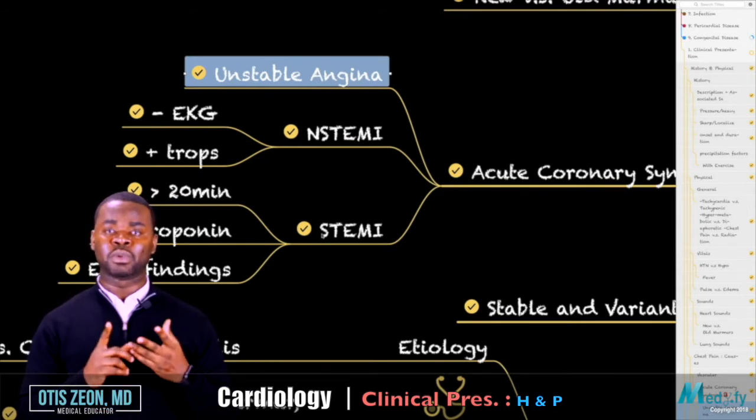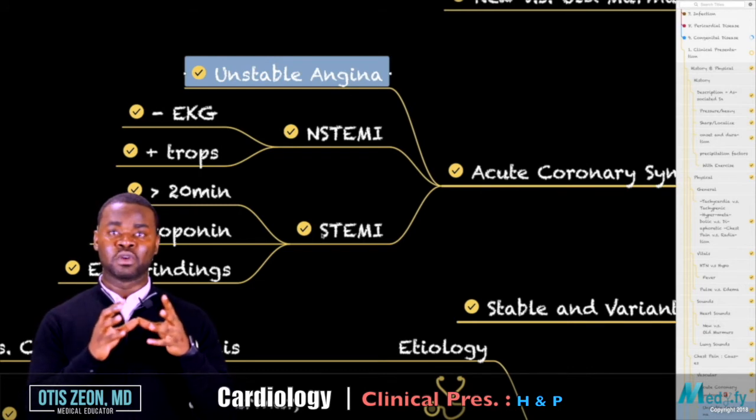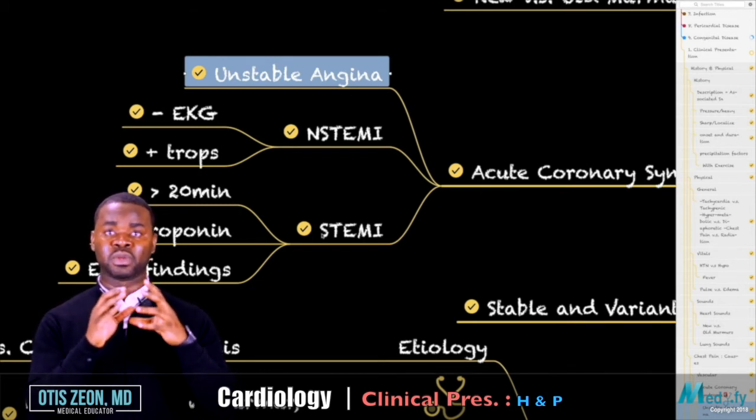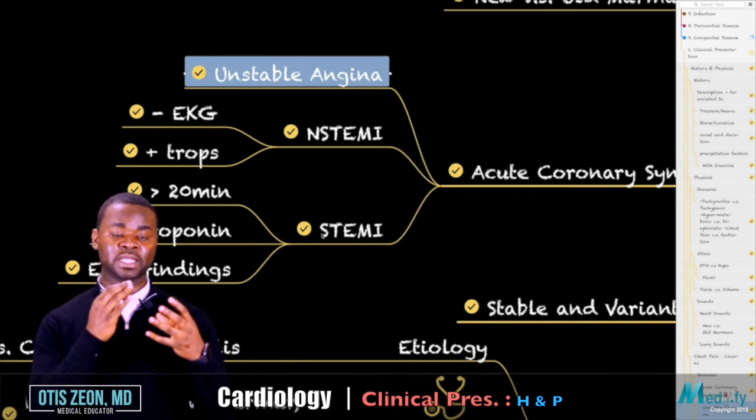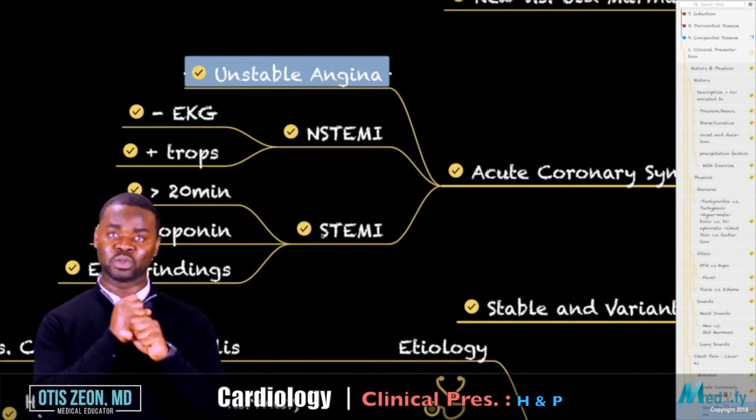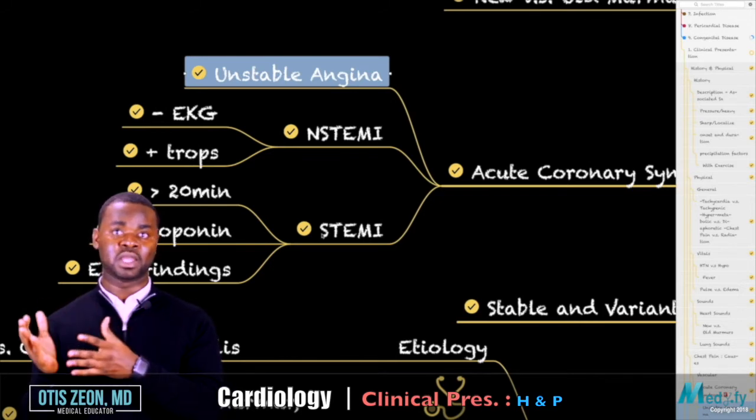All right, unstable angina usually comes from pathology such as a person with an unstable plaque in their coronary vessels, which may rupture and lead to an abrupt occlusion of that vessel, and that leads to chest pain, which is angina.